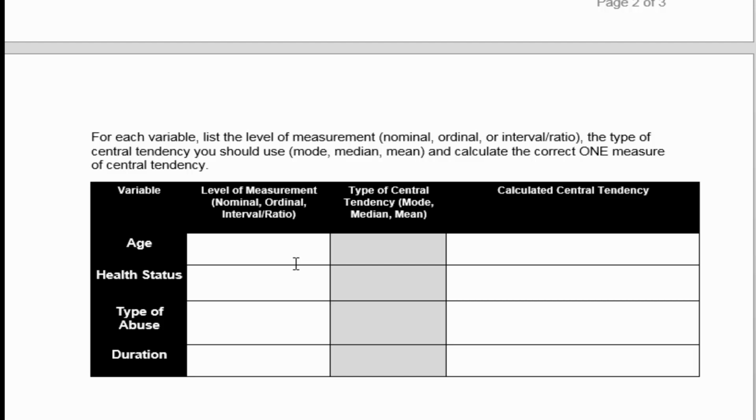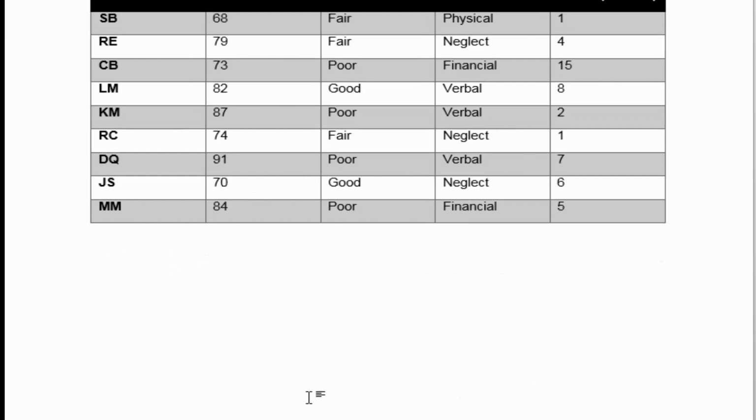If your variable is nominal, your one measure of central tendency should be mode. If your variable is ordinal, your one measure of central tendency should be median. If your variable is interval ratio, your one measure of central tendency should be mean. So after you've determined the level of measurement and the type of central tendency you should use for that level of measurement, then calculate the central tendency based on the data in the chart above. Once again, if you have any problems or struggles, please contact your instructor for assistance.